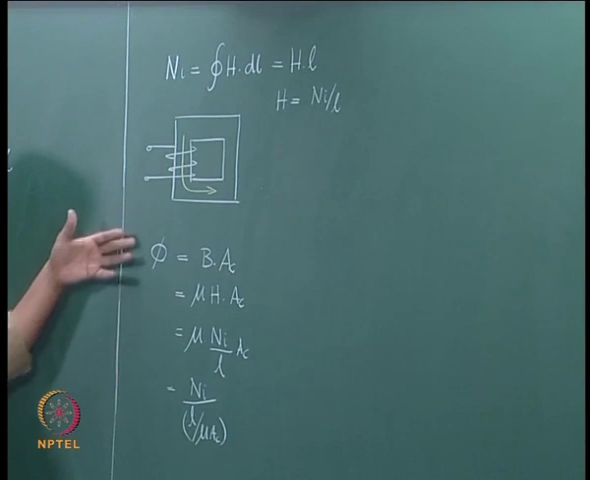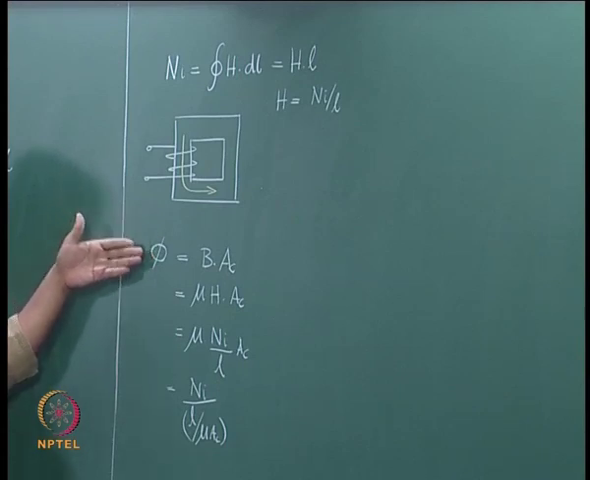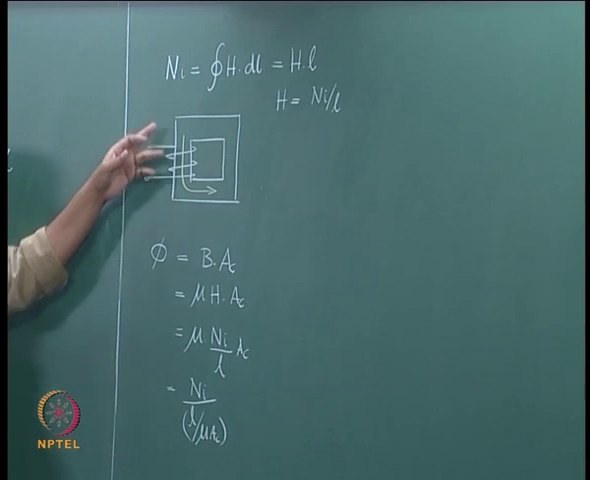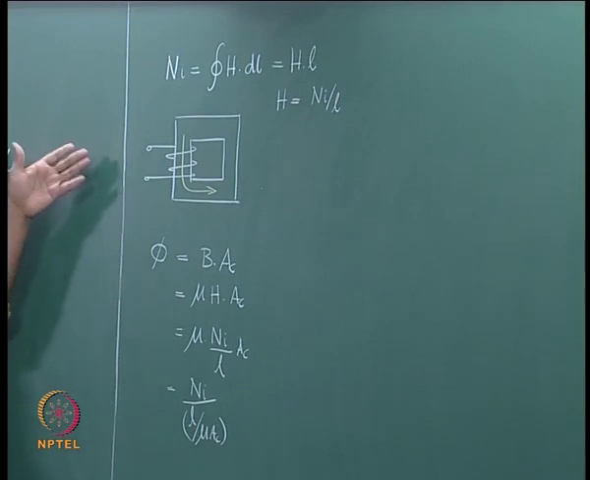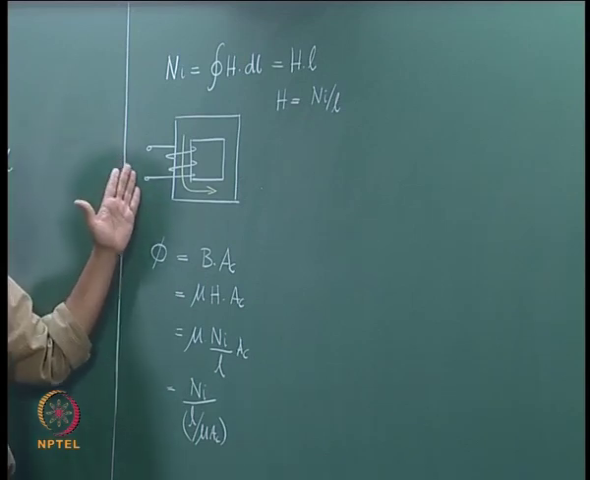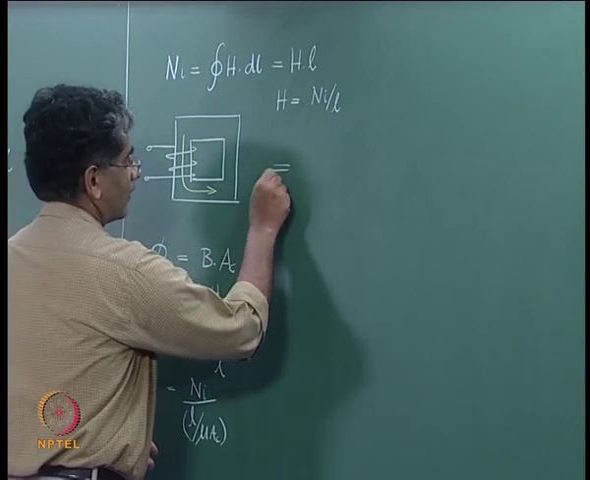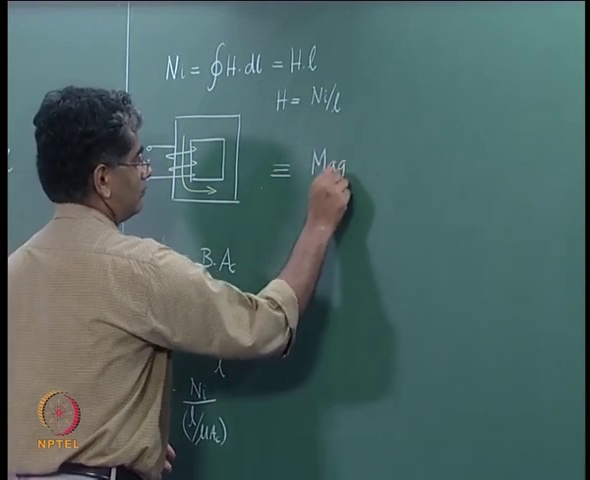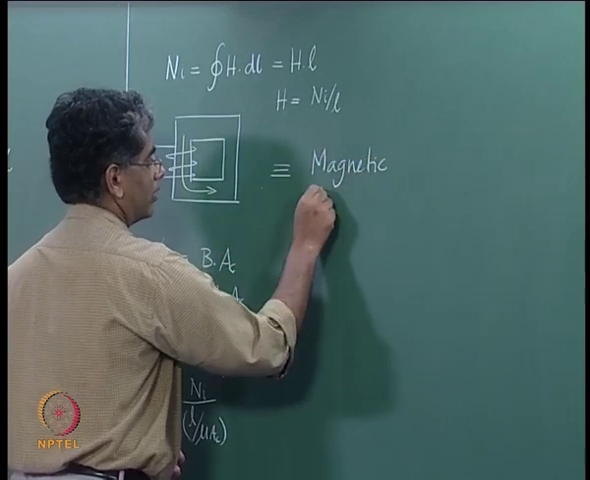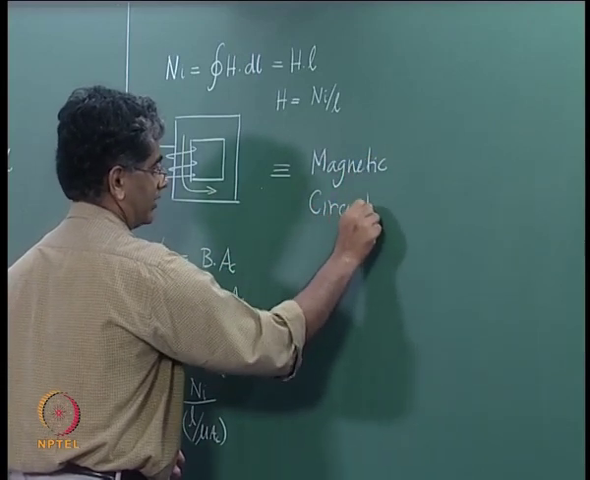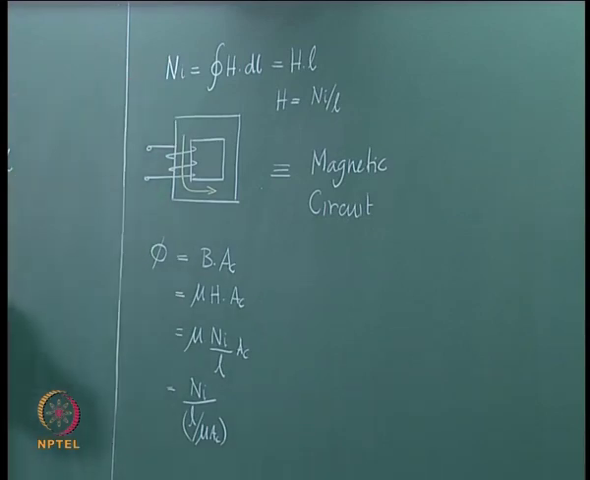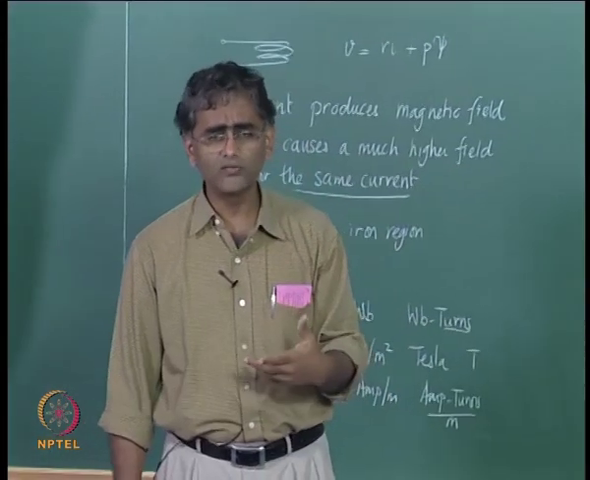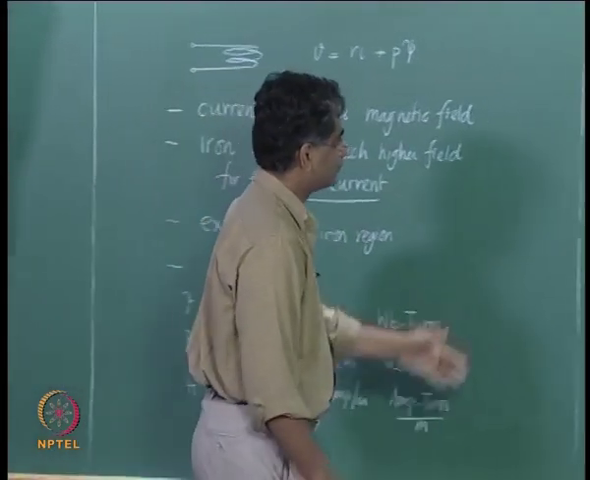So this expression indicates that the electromagnetic system that you have can simply be analyzed or looked at as an equivalent magnetic circuit, similar to what you have as an electric circuit. Instead of looking at all the field equations and looking at integrals like this, one can then simplify the system in this way.